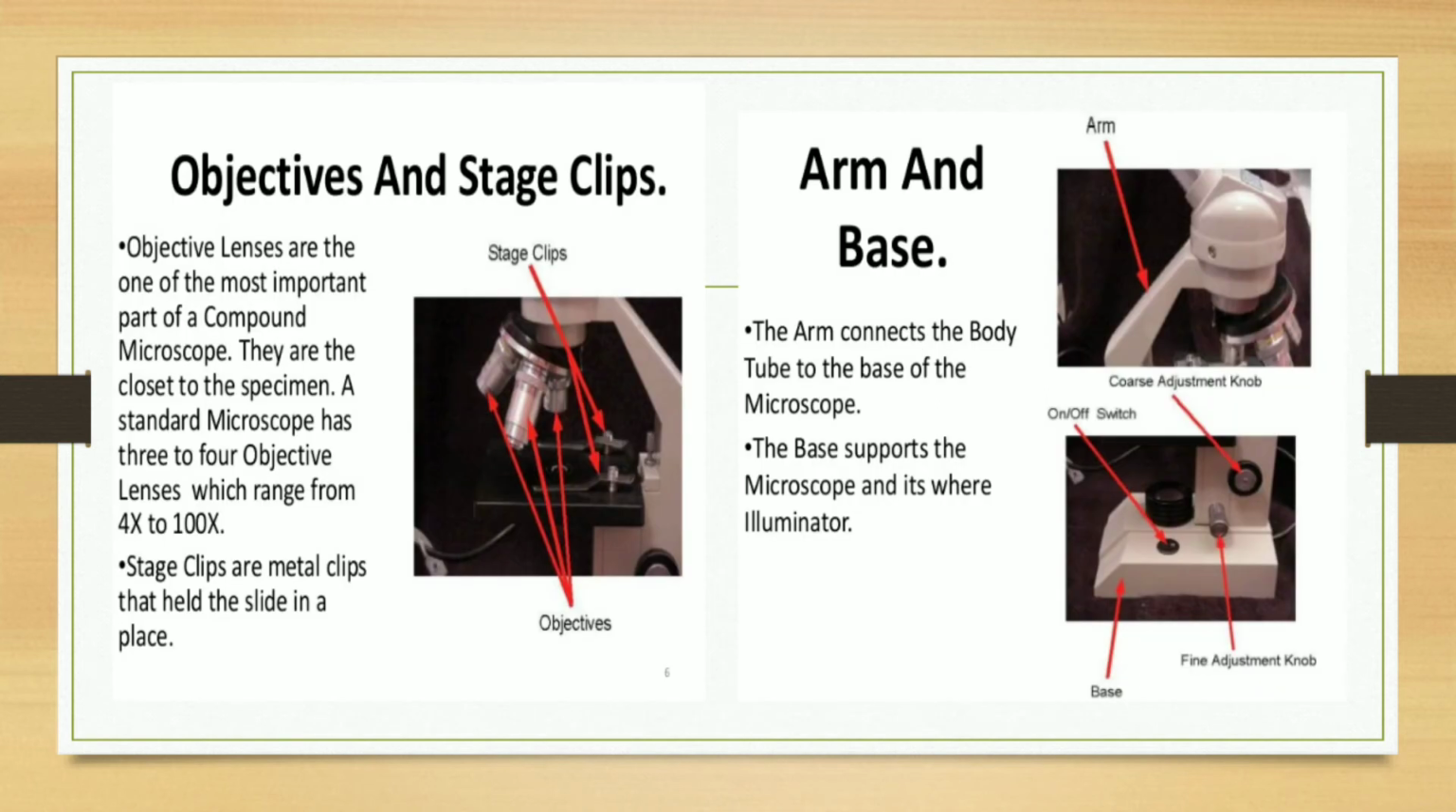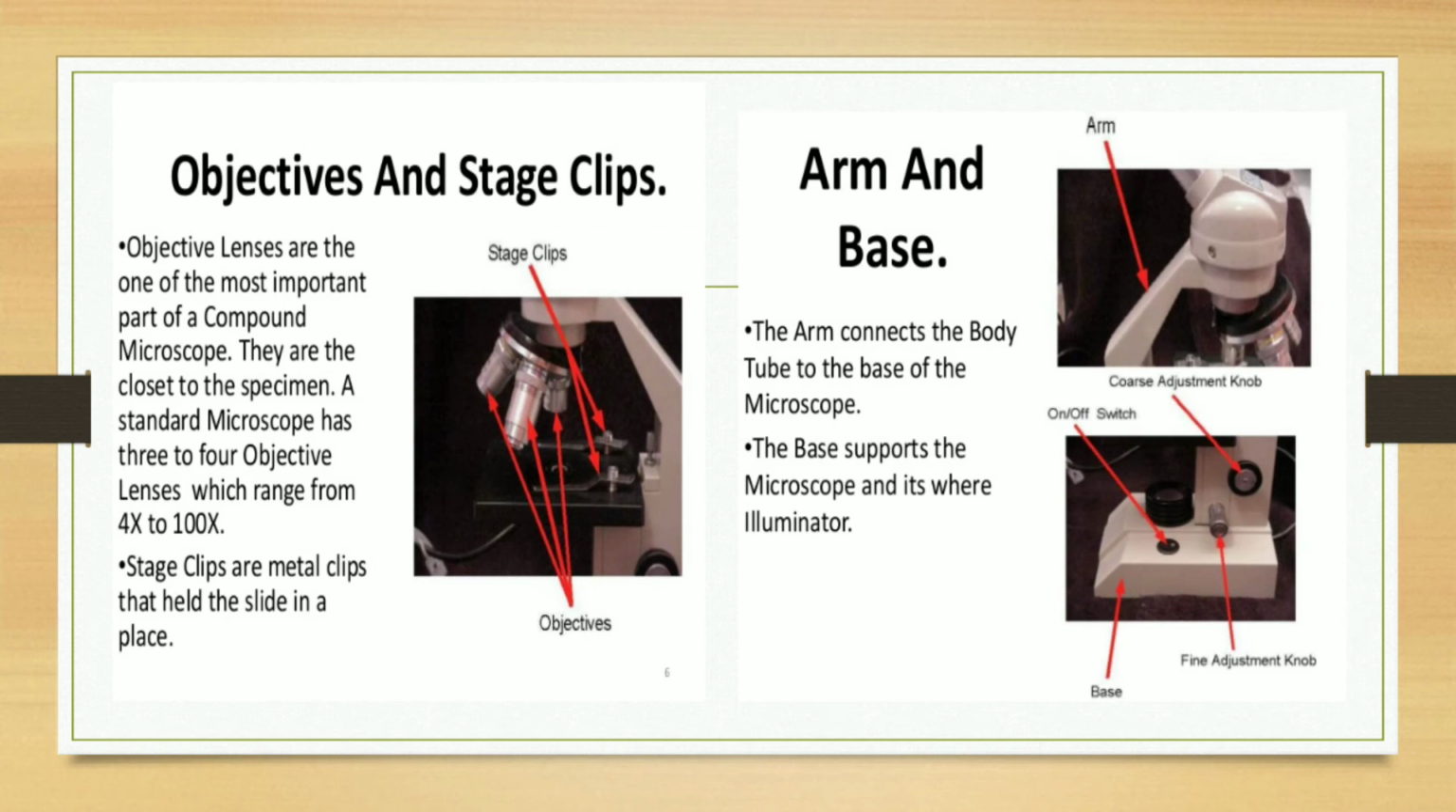Then objective and stage clips. Objective lenses are one of the most important parts of the compound microscope. They are the closest to the specimen. A standard microscope has 3 to 4 objective lenses which range from 4x to 100x. The stage clips are metal clips that hold the slide in place. So this is about the objective, the function of the objective, and the stage clips.